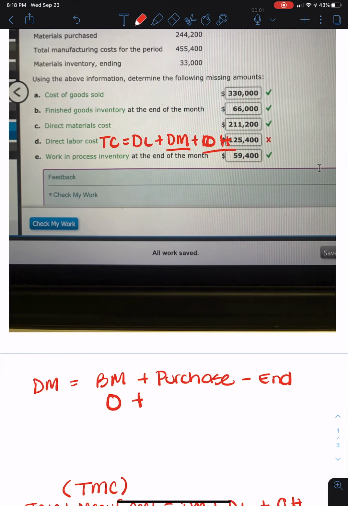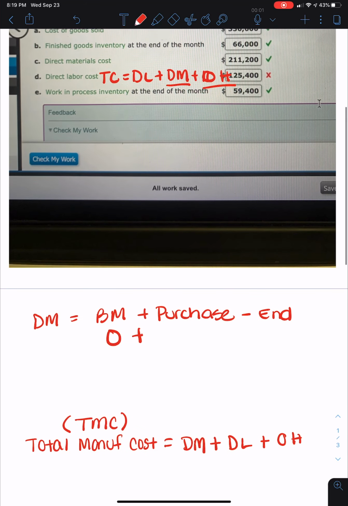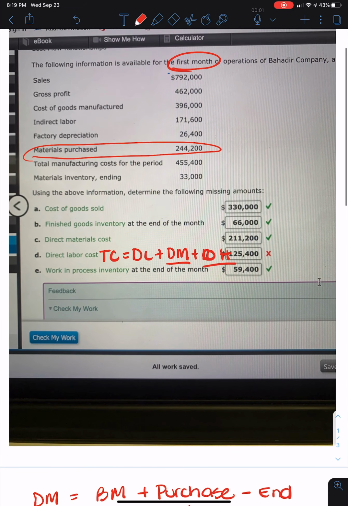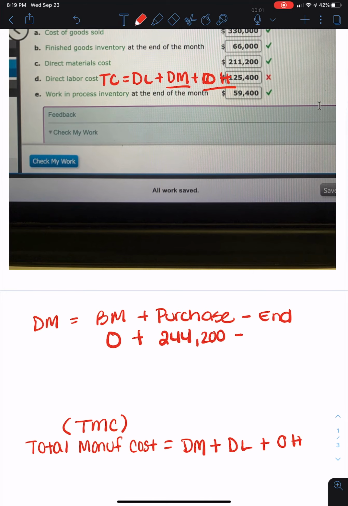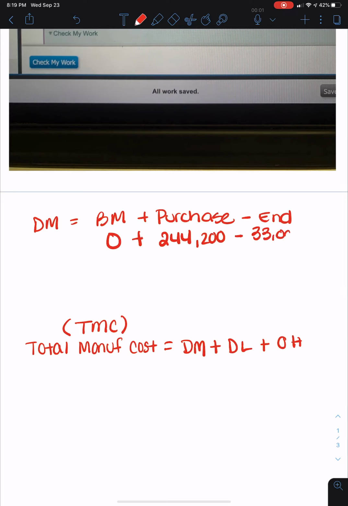Okay, and now we're going to go to purchases, which is 244,200, and we're going to minus out the end, okay, which is right here. Minus out the end, 33, okay, which will give us our direct materials. If you take this number, subtract that one, you should get 211,200.